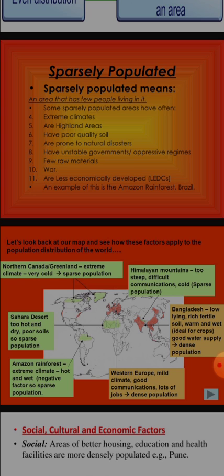Now come to the left side, Amazon rainforest. Already we know the factors which are responsible for the sparse population in the Amazon rainforest. Extreme climate, hot and wet, negative factors, so sparse population. Now come to the extreme left side, Sahara Desert: too hot and dry, poor soil, so sparse population. So, children, these are the factors why population is unevenly distributed all over the world, because of geographical factors, because of climatic conditions. Understood?